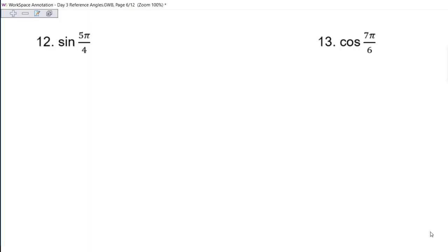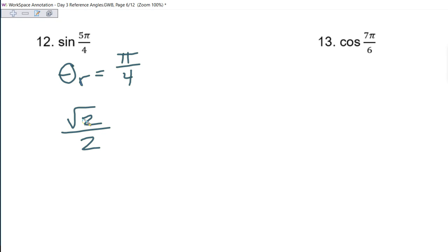Okay, next one, number 12. If I have sine of 5 pi over 4, what would that reference angle be? Pi over 4. This right here, pi over 4. So if I'm looking up the sine of pi over 4, I should already know that value. What's the sine of pi over 4? Square root of 2 over 2.